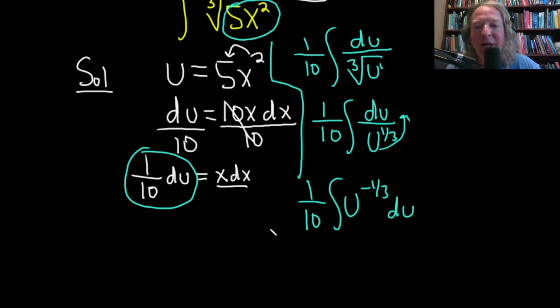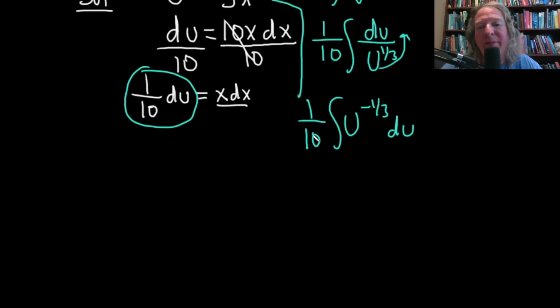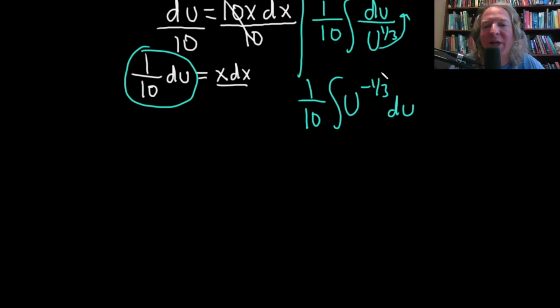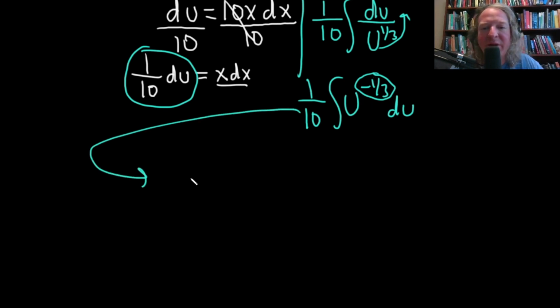All right. And so now we can apply the power rule. The power rule says that we take 1 and we add it to the exponent. That formula always works as long as that exponent is not -1. And then you divide by the result. This will be 1/10. So u to the, let's see, we're taking -1/3 and we're adding 1. So it's -1/3 plus 1. So it's really plus 3/3.